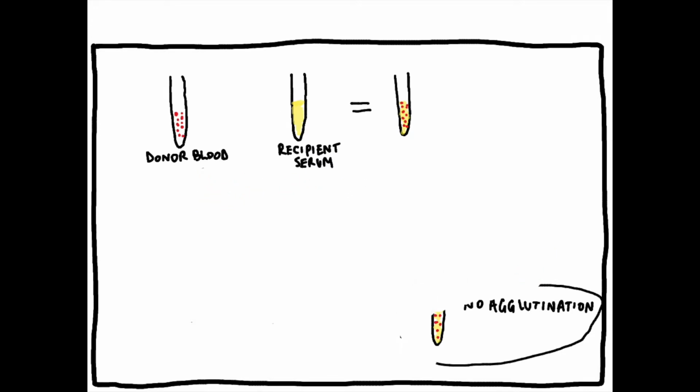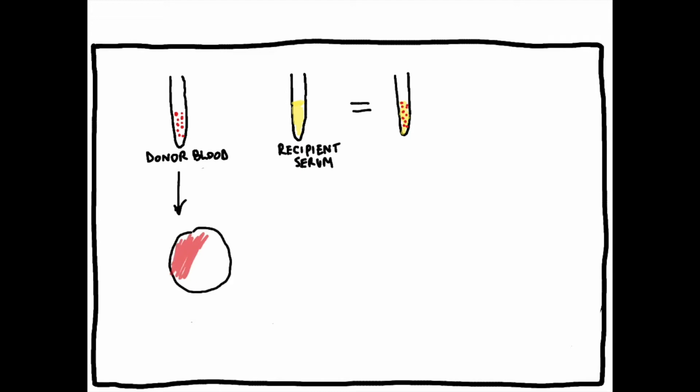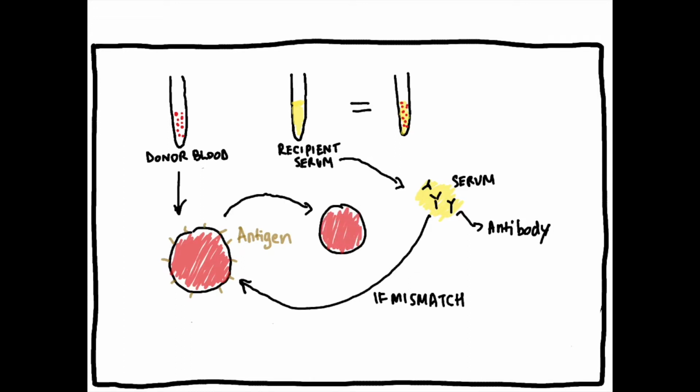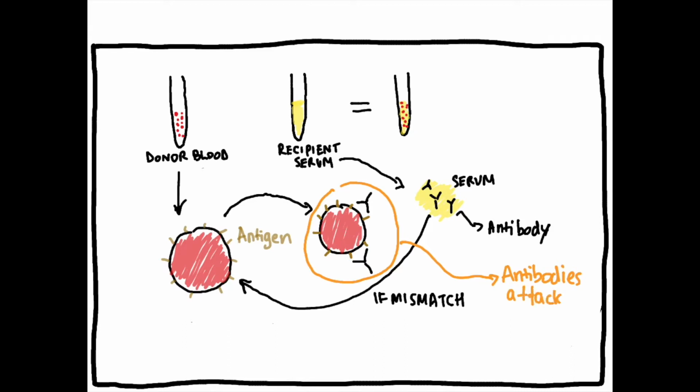If there is a mismatch in ABO blood types, there will be agglutination or clotting that occurs. In contrast, if there is a match, no agglutination occurs. Agglutination occurs due to small molecules called antibodies present in the recipient's serum or blood that recognize foreign particles such as the donor's cells or blood. If there is a mismatch, antibodies to the donor's blood will attack and cause agglutination and inflammation.